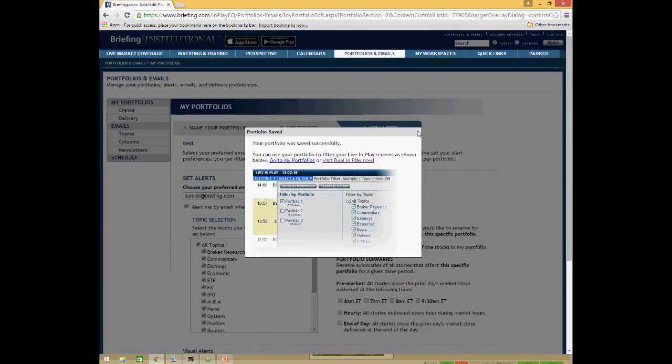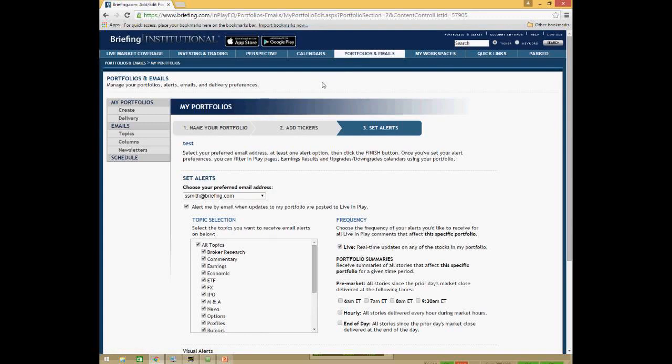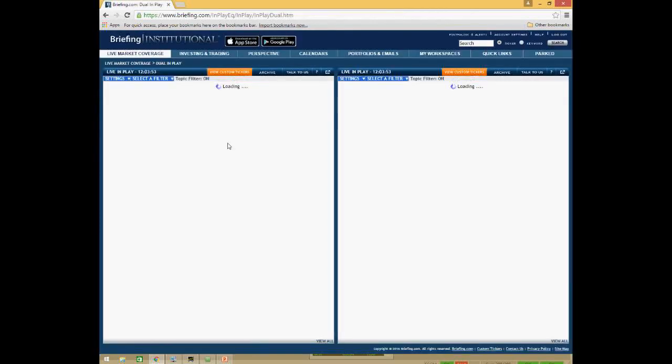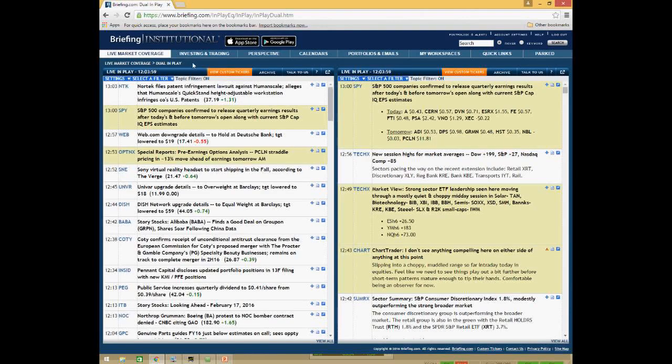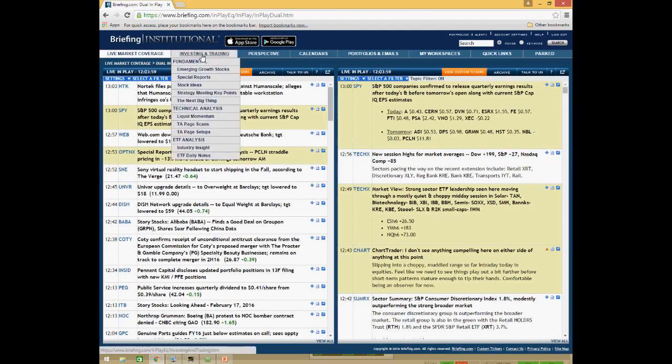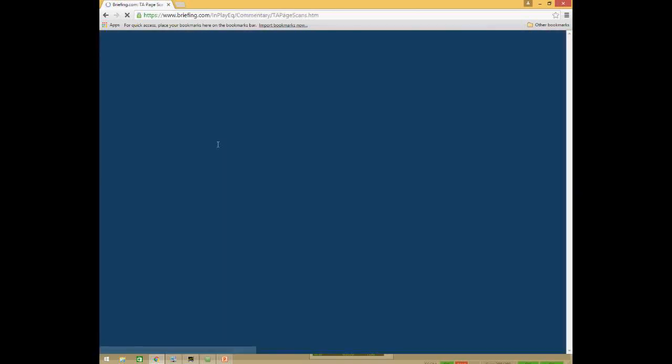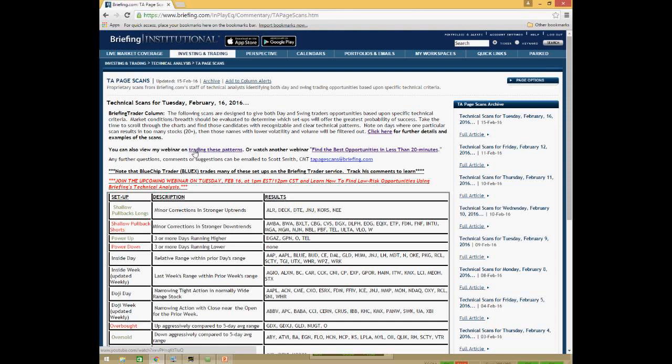Close this out. Okay, and then you can see up here under the portfolios and emails, we now have our test portfolio set. Okay, so now I'm going to go back to dual and play. And I wanted to show you a little bit more of Scott's work on the site. So if you go over under investing and trading, you slide down under TA page scans. These are some different strategies that Scott runs daily screens for. So with that, I'm gonna toss it over to him, and he's gonna take you through the rest of his work on the trader service.